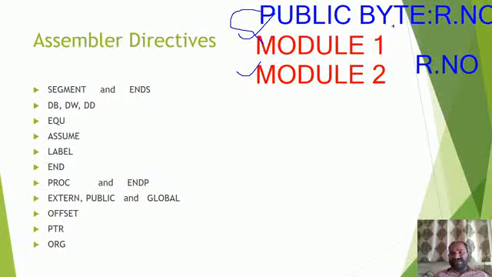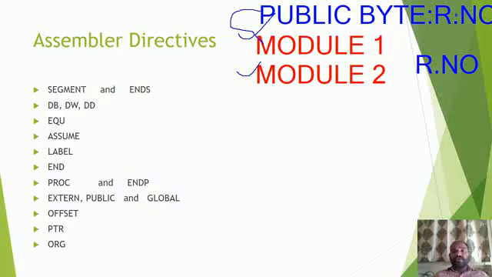I'm saying to the assembler that I would like to define one RNO variable, which is the roll number variable, whose size is a byte, and declare that one as public. When we are declaring one variable as public in module 1, then we are saying to the assembler that this variable is available in the present module, as well as available for some other modules.